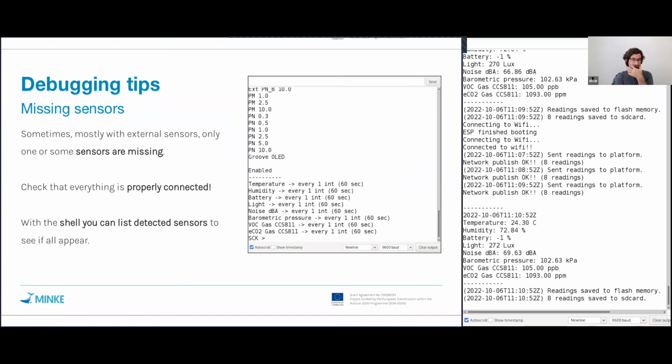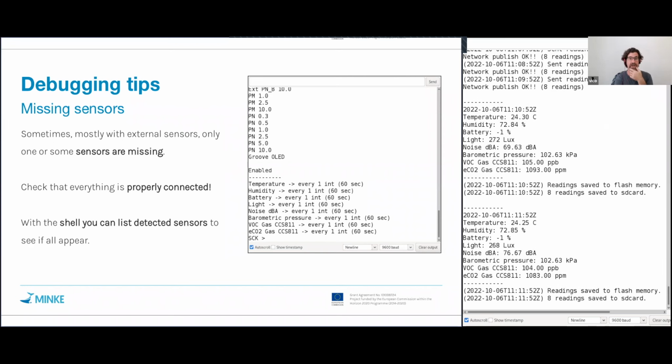This is a little bit more advanced, but when you connect external sensors, that in the MINKE project case, most of the setups have external sensors, there's also the possibility that some sensors are not properly detected. You're getting data on the platform, everything seems to be fine, but I'm missing dissolved oxygen. What's happening here?